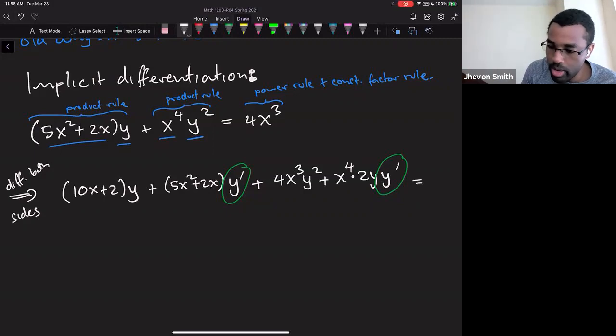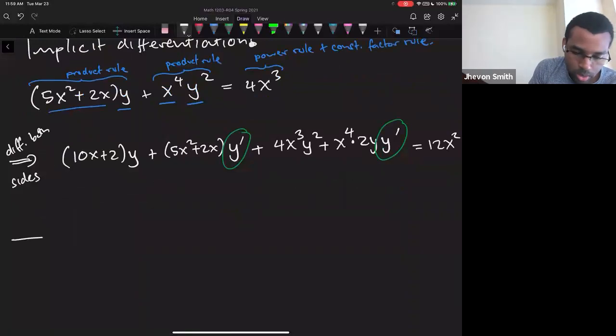Differentiate the 4x cubed, well, that's 12x squared. So now I'm in a situation where the calculus is done. I've differentiated. Now, because I want the y prime, I just have to solve for it. So the rest of this is algebra. So at this point, we're going to solve for y prime with algebra.